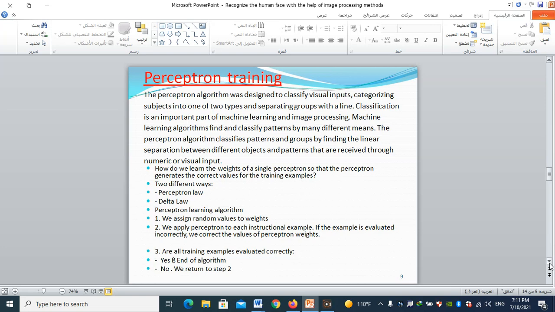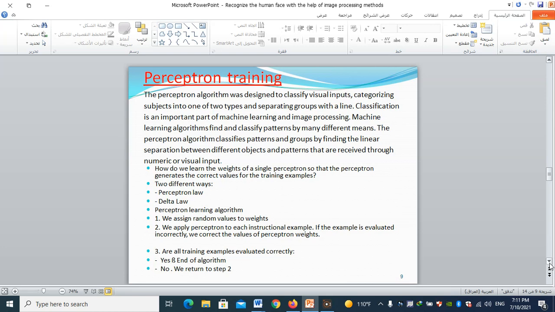But how do we learn the weights of a single perceptron so that the perceptron generates the correct value for the training example? There are two different ways. The first one is the perceptron law, and the second one is the delta law.